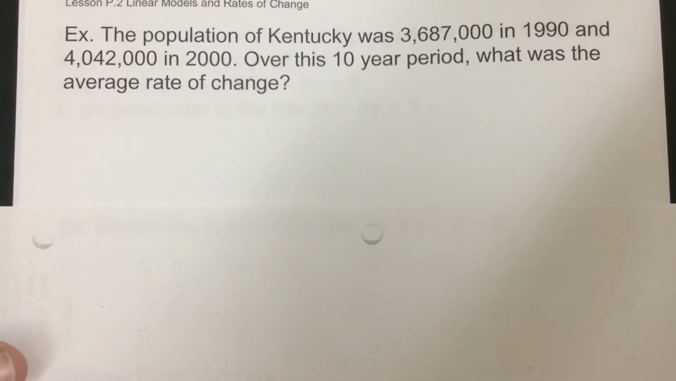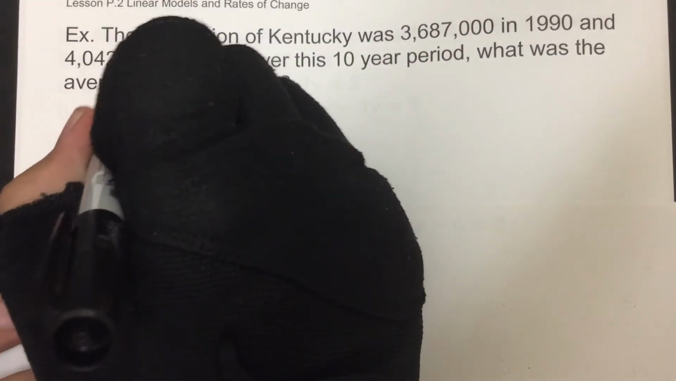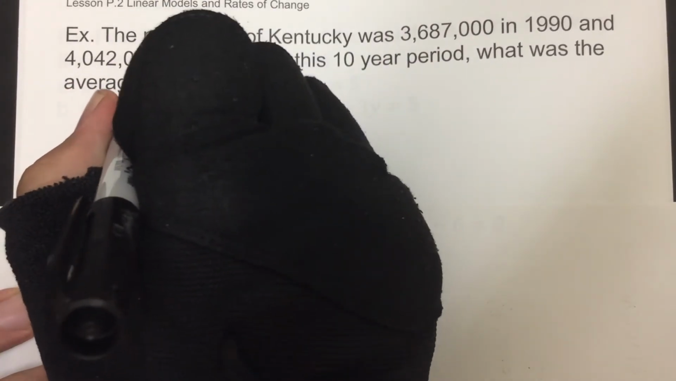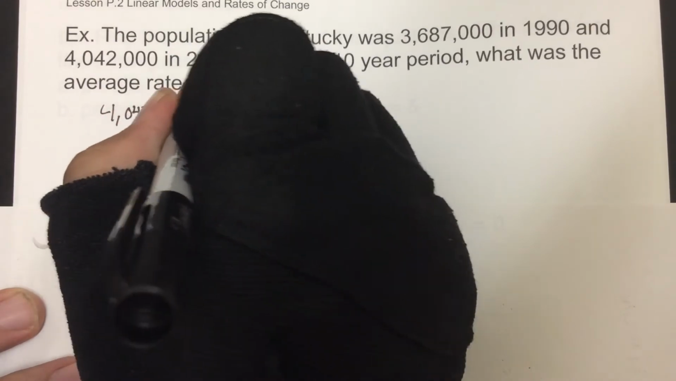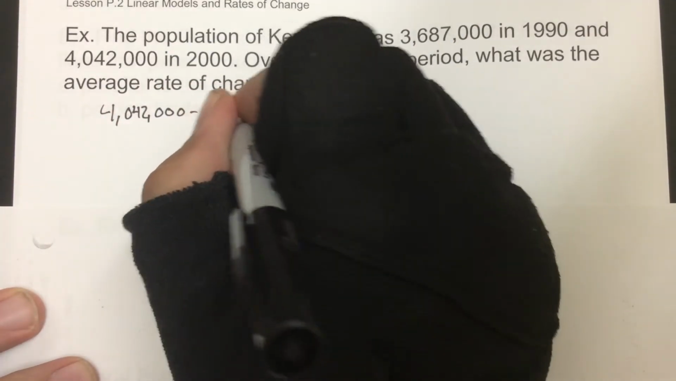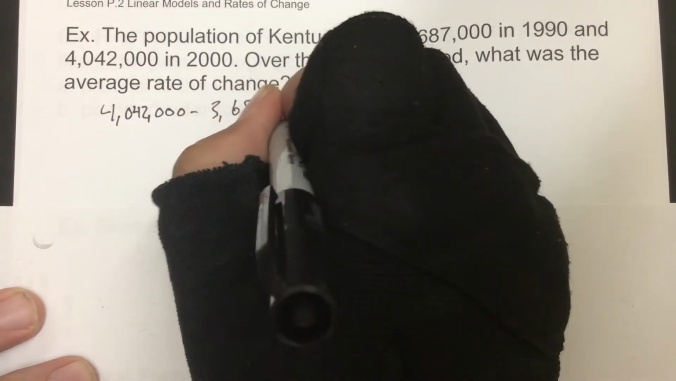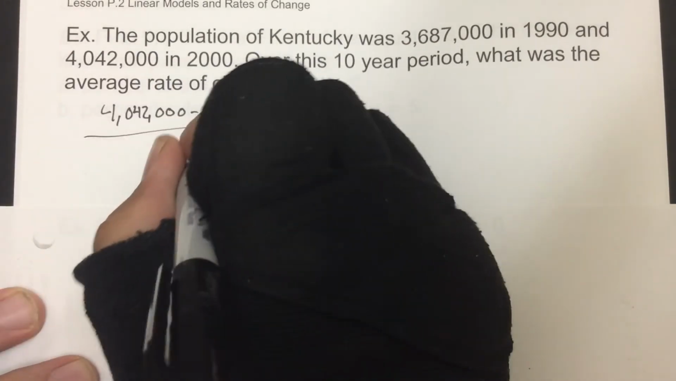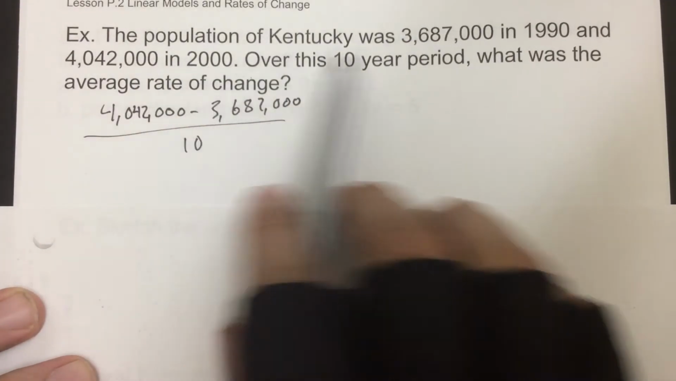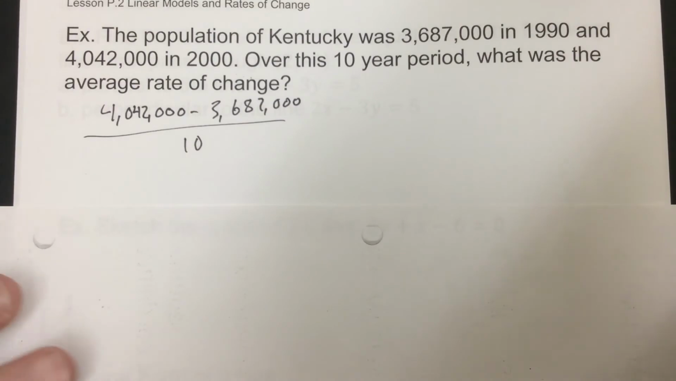So population of Kentucky was 3,687,000 in 1990 and 4,042,000 in the year 2000. Over this 10-year period, what was the average rate of change? So we're looking for people per year that it's changing. So we're going to do the 4,042,000 minus our 3,687,000 over our 10 years. We already know it's 10 years between 2000 and 1990, so we can simplify that part.